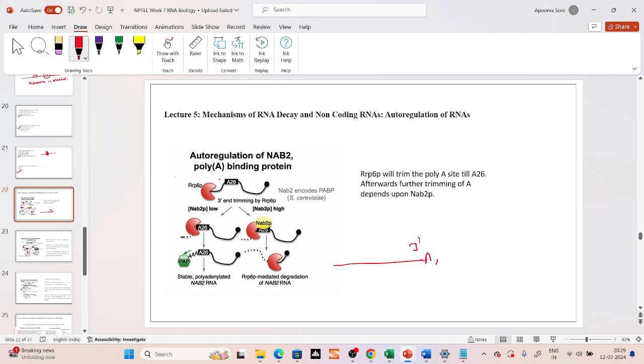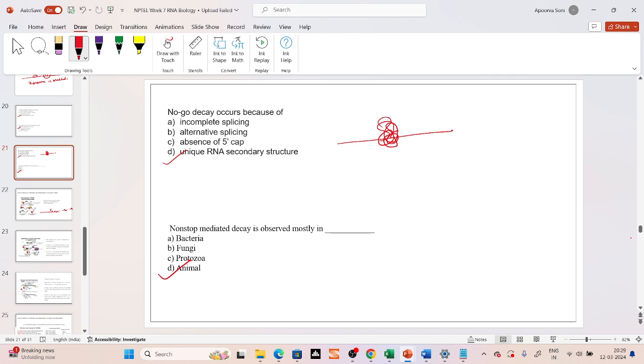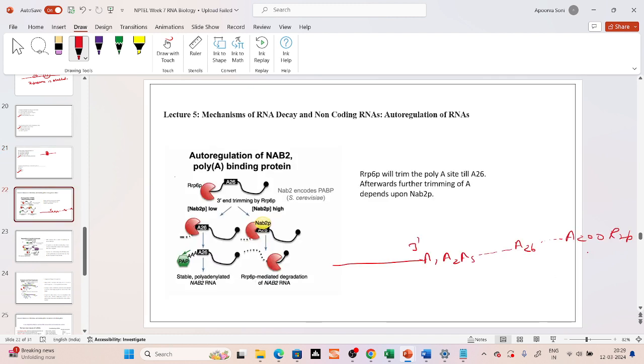You have A1, A2, A3 up till A26, and then you say you have A200, and here you have RRP6. Now this RRP6 will start cleaving the A's. It will cleave. It will stop. That means when 26 A's are left, then RRP6 will stop.